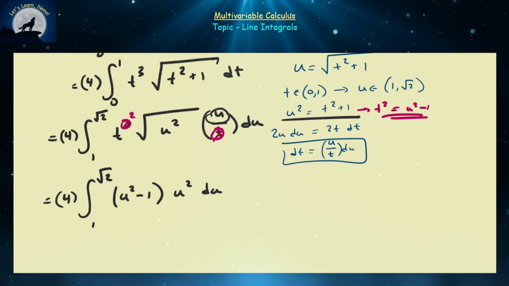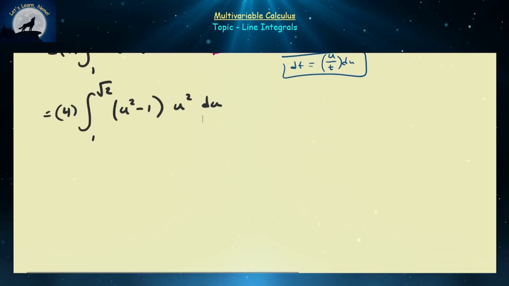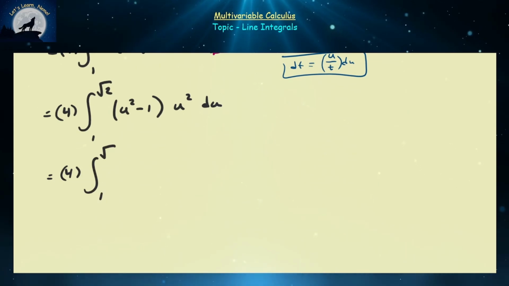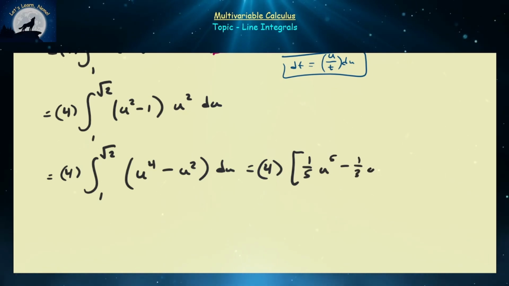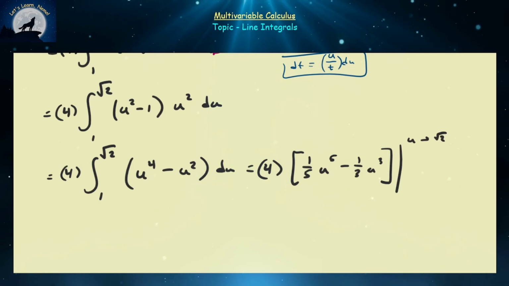Now this is actually a very friendly integral. You can go about this in a variety of ways, but I'm just going to use the power rule because this is just going to be equal to the integral of u⁴ - u² du, which we know is going to be equal to 4 times (1/5 u⁵ - 1/3 u³). And then we're going to take the limit as u goes to the square root of 2, take the limit as u goes to 1, and then subtract.